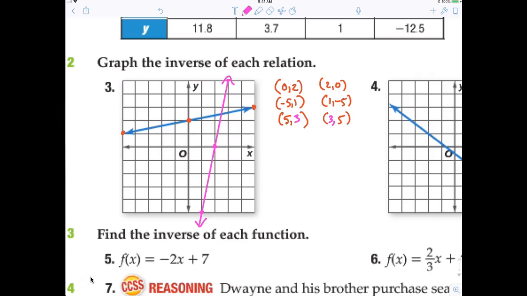So will that match up? It doesn't necessarily match up. But what does happen is this. We say it's symmetrical about the line y equals x. It's symmetrical about the line y equals x.